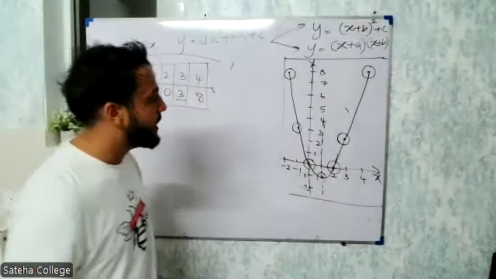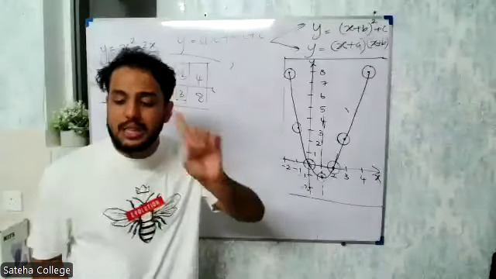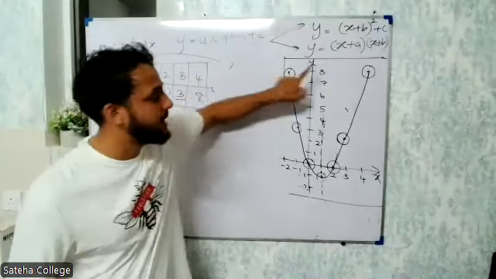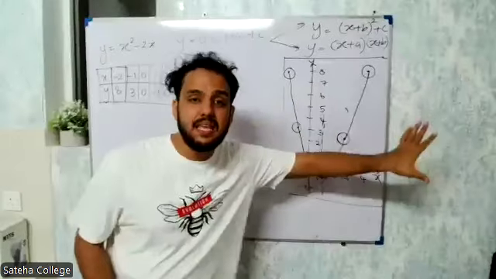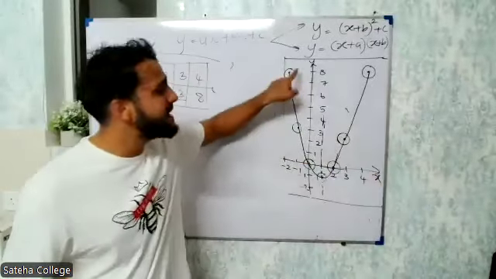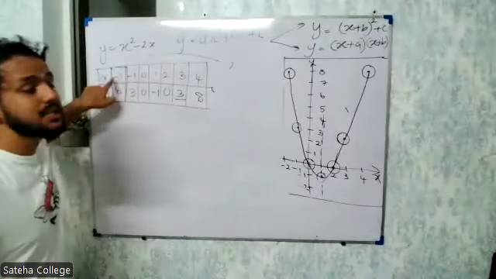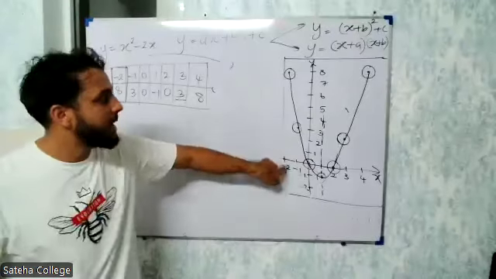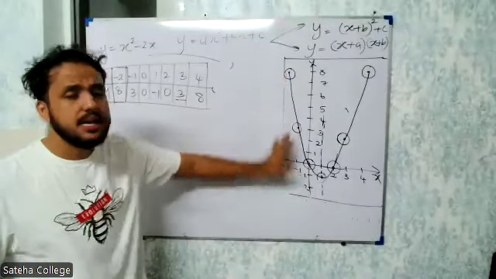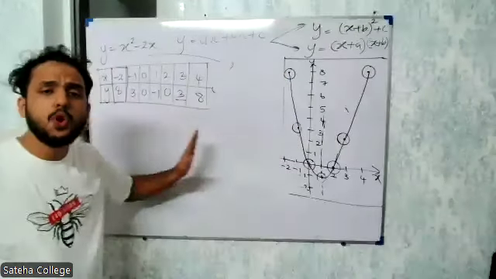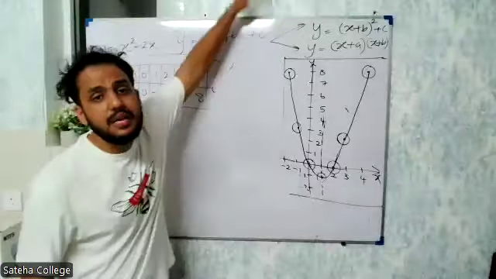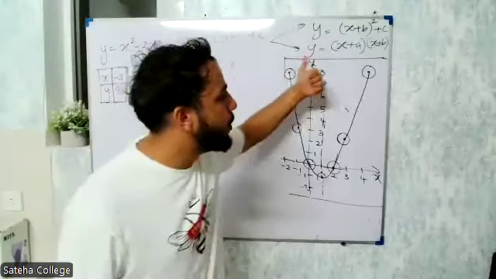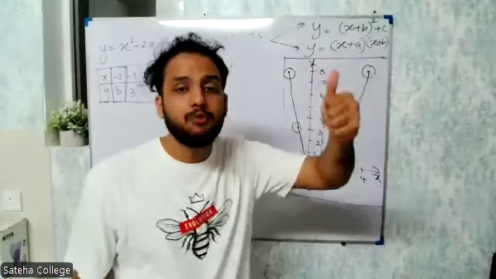Now see here what's happening to the graph. One thing you have to remember, the graph is never starting here or ending here. Why did the graph start here? Because you started the x value at -2. Let's say you took -3, -4, -5. The graph will keep on coming. So remember, there is no starting point, no ending point.